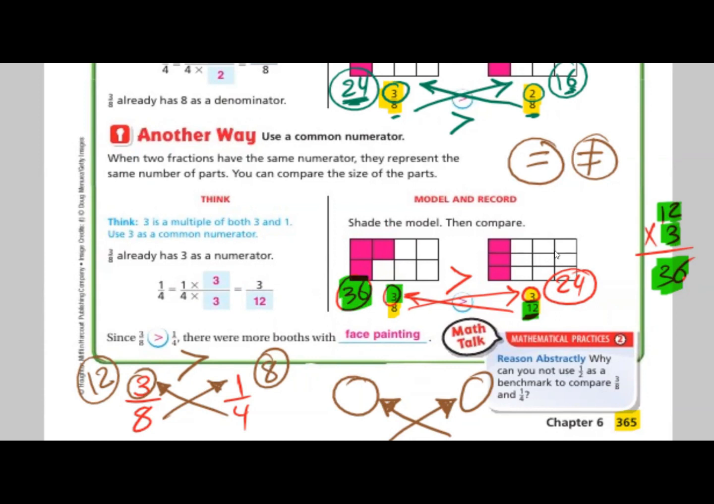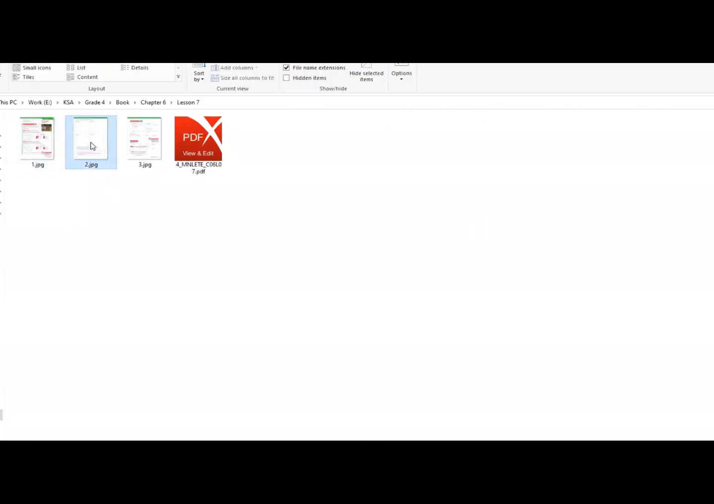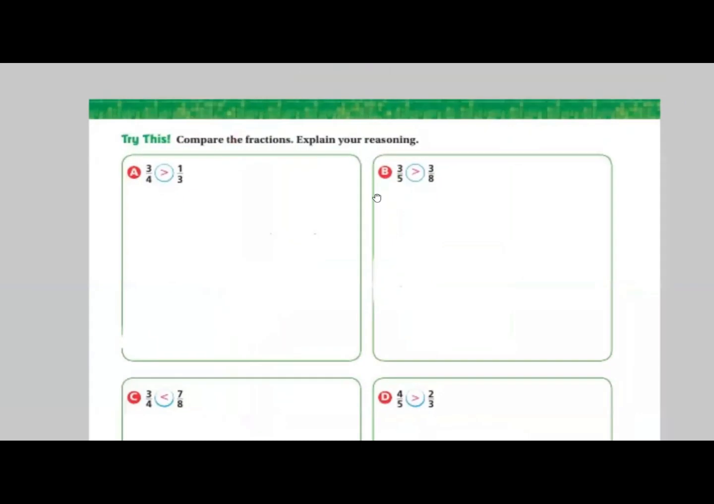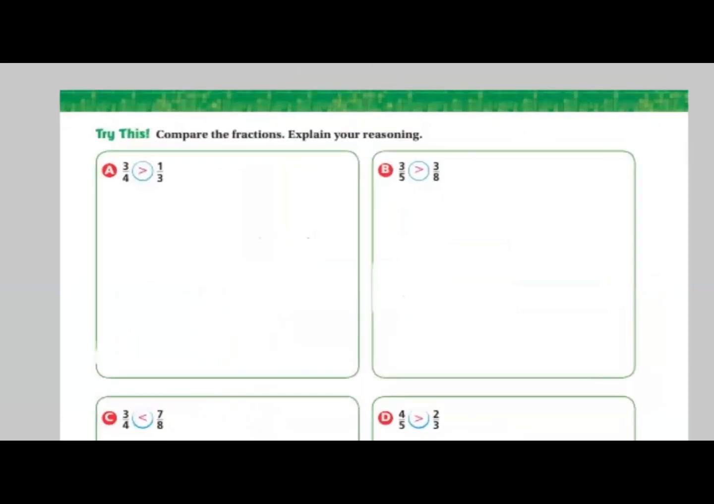Okay, guys, let's move to the next page. I need someone to help with it. Let's compare the fractions and explain your reasoning. Okay.